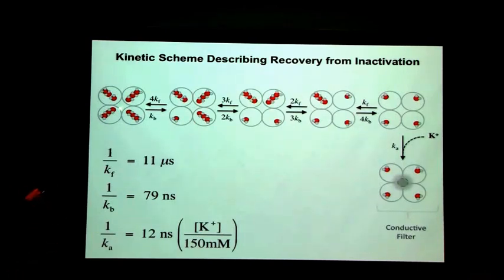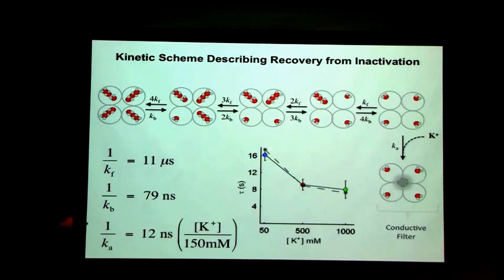You say the rate for losing the water is about 11 microseconds. The rate for rebinding is about 79 nanoseconds. The rate of binding the potassium is about 12 nanoseconds at 150 millimolar, and since it's bimolecular association, it's roughly linearly proportional to the concentration, so I make it like that. You run this, and this is what you get. The stars are the Markov model, and the colored dots are the experiments. So it is possible to get 16 seconds out of that Markov model. So that means that the link is pretty nice.